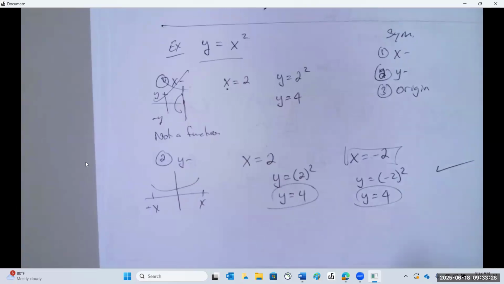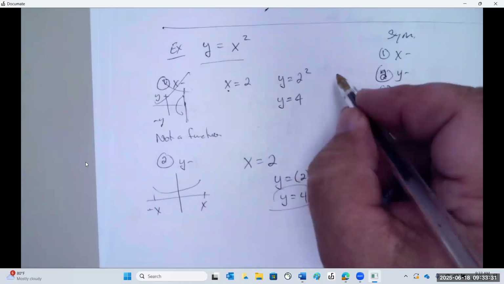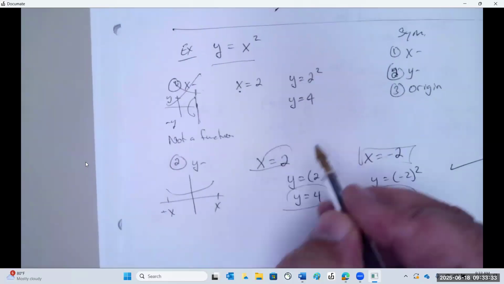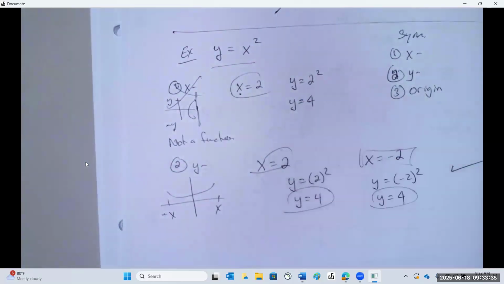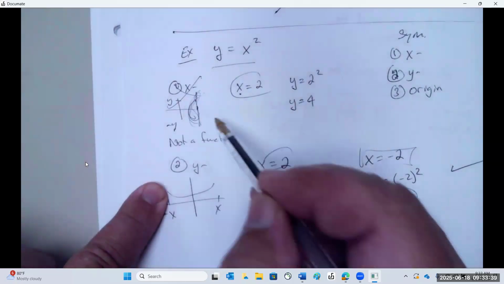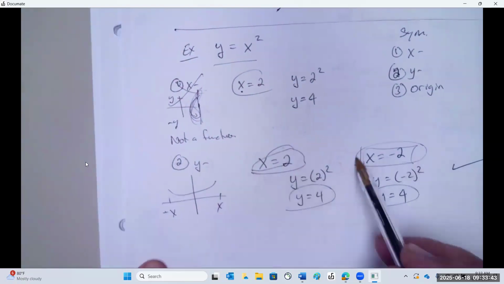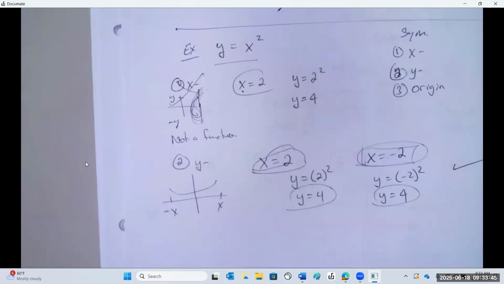Again, this is the way you test it. If I put the same value in there, if I put x equals 2 in there, will I get a different answer? No. Because I can't, it can't be across the x-axis. If it's the y-axis, I have to pick the same value but different signs. Do I get the same answer? Yes. So that's how you test symmetry about the y-axis.